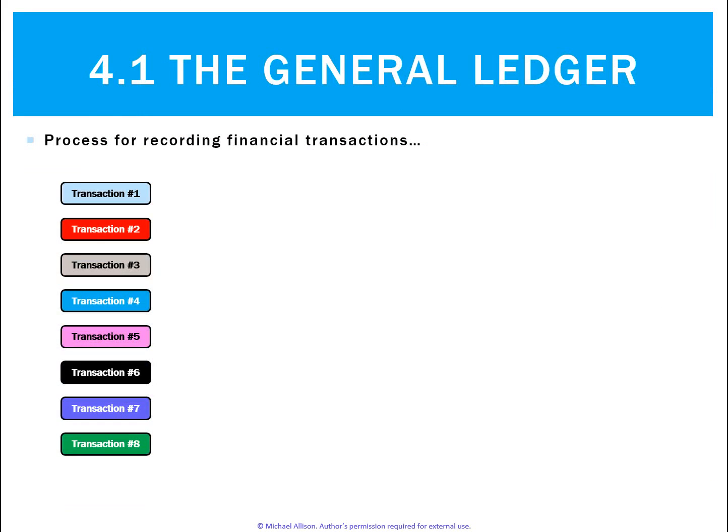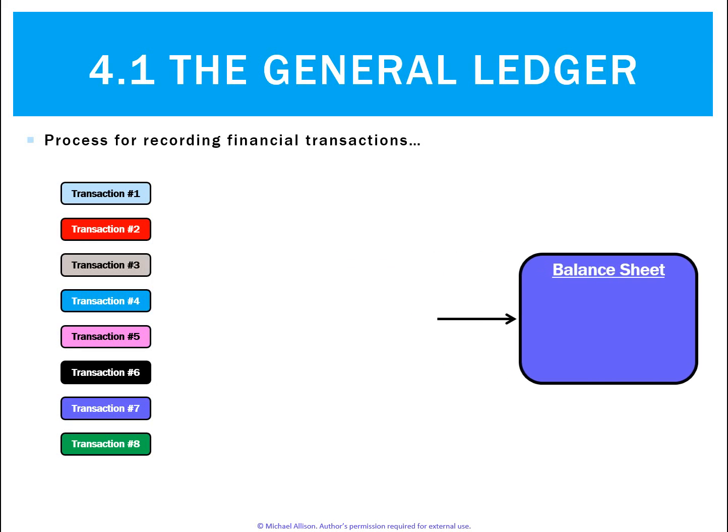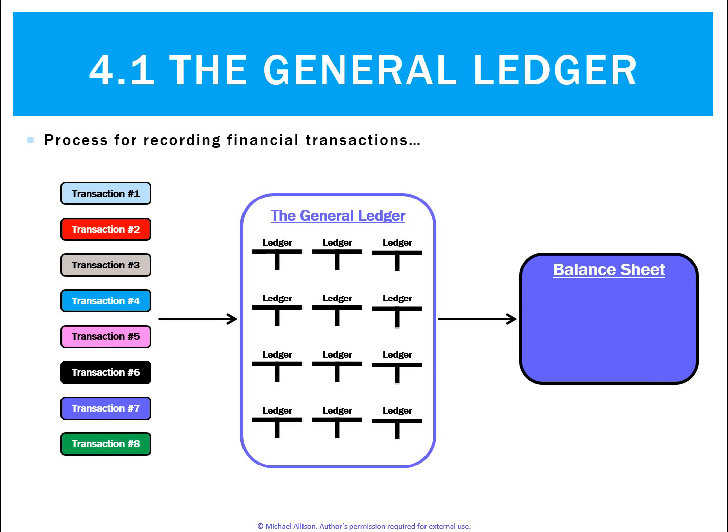The process for recording transactions, what we've been doing is taking the transactions and making a balance sheet. We're going to change that slightly by moving the balance sheet down a little bit, and in between we're going to record all these transactions in the general ledger first, and then we'll make a balance sheet.